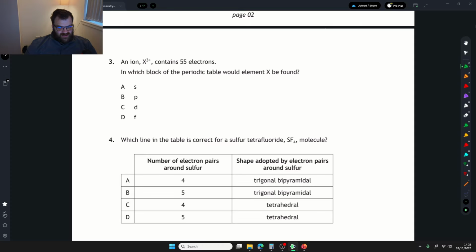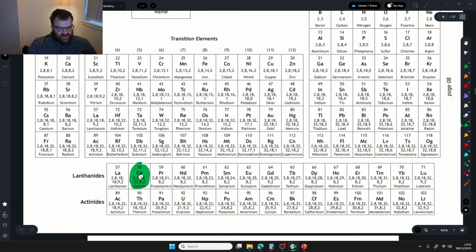Next one, we are asked about an ion, which has a certain number of electrons. We're asked about the blocks in the periodic table. First thing I would do is, what if it's X3+ with 55 electrons, and the atom itself would have 58 electrons. Number 58 is down at the bottom. It's part of the lanthanides.